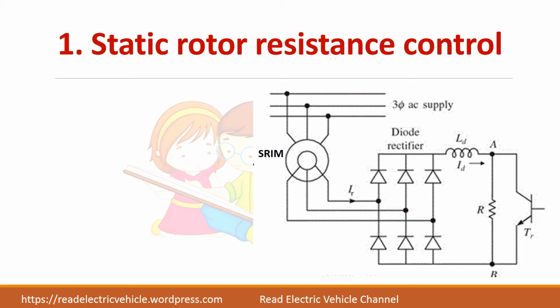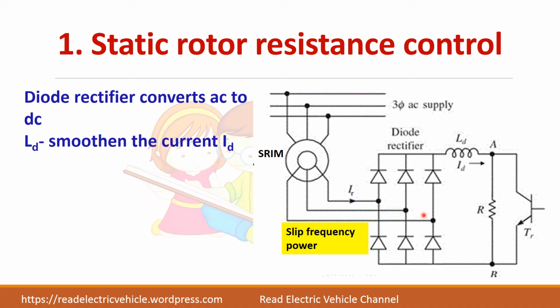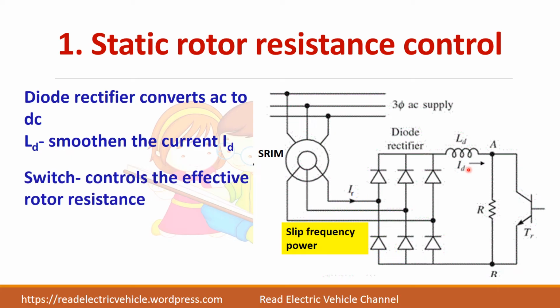So the diode bridge rectifier converts AC to DC, and this inductor is used to smoothen the DC link current, and the switch controls the effective value of the rotor resistance.